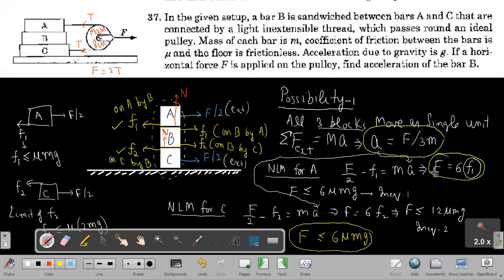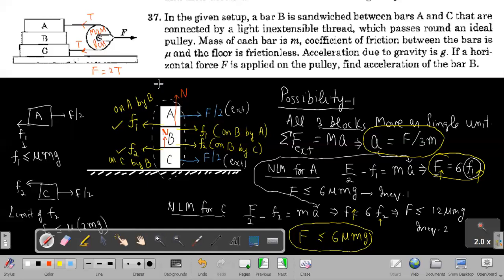From that relation, it will be very obvious that if you increase capital F, that frictional force F1 will also increase. F1 and capital F are proportional. So if we increase the applied force capital F, F1 will also increase. And similarly, if you increase the force capital F, F2 will also increase. But F2 has a larger limiting value than the frictional force F1. This frictional force F1 has a lesser limit.